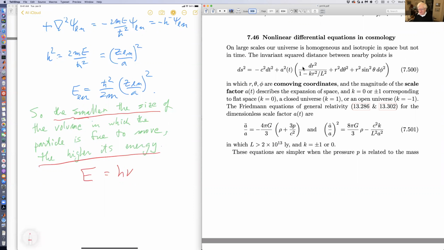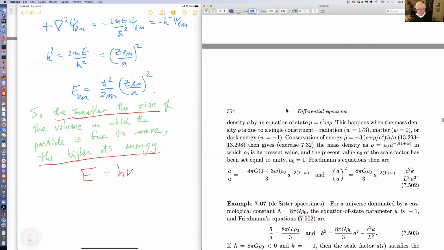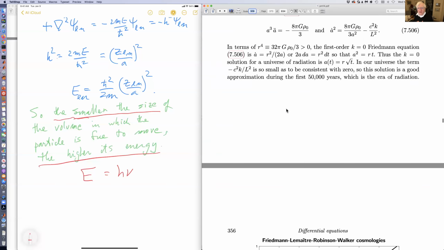The point here is that if you were sitting next to one of these particles looking at it, you wouldn't think it was moving at all because you'd be moving along with it. And again, it's only that space is expanding. All right, I think I've said enough about that.